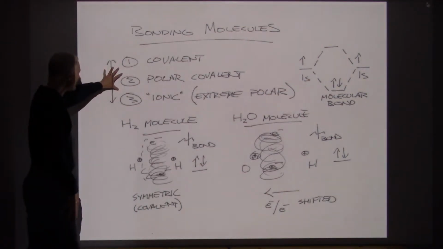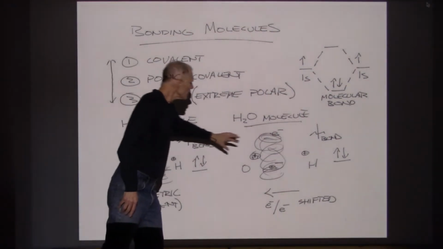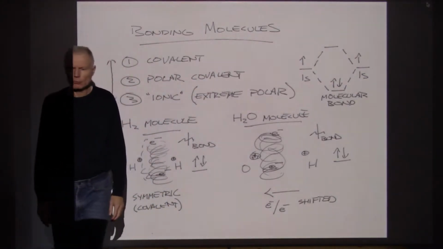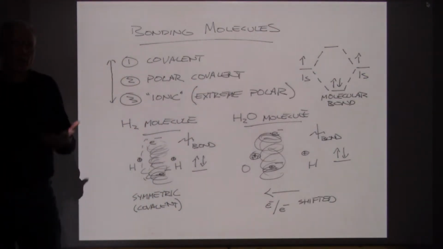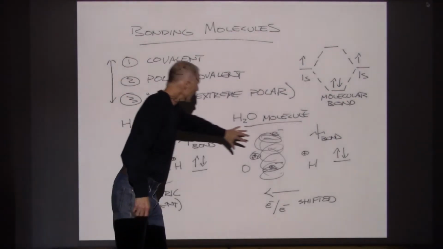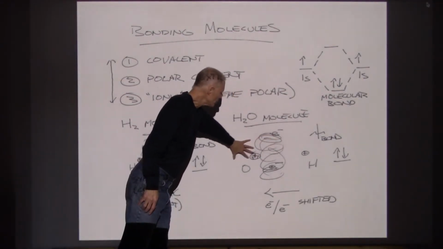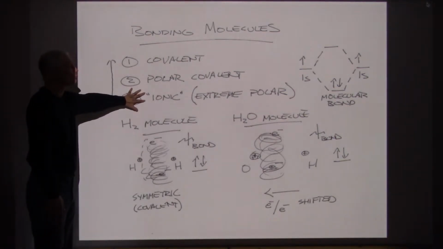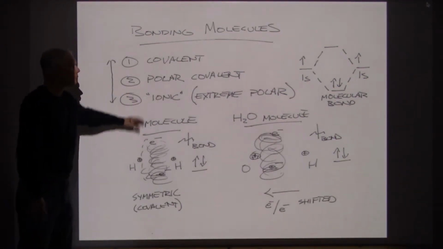Now, in the extreme case, where these electrons are so much shifted that in many situations we can approximate that, or consider that, to be the full pair of electrons moves entirely to the oxygen, then we say that's the extreme polar case of being ionic.